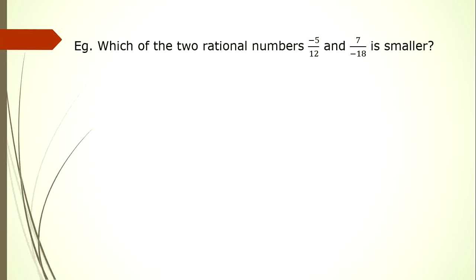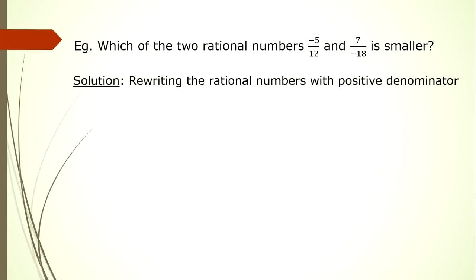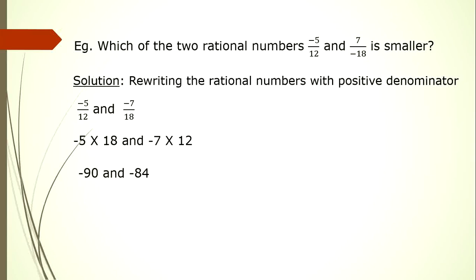Which of the following rational numbers is smaller? Minus 5 by 12 and 7 by minus 18. Yes, of course, one more sum based on the same thing. What we need to do is rewrite the rational numbers with the positive denominator. The first one will be as usual, minus 5 by 12, and the second one we need to rewrite 7 by minus 18 as minus 7 by 18 so that we make the denominator positive. Now here again go for the butterfly method, minus 5 into 18 and minus 7 into 12, where we get minus 90 and minus 84.